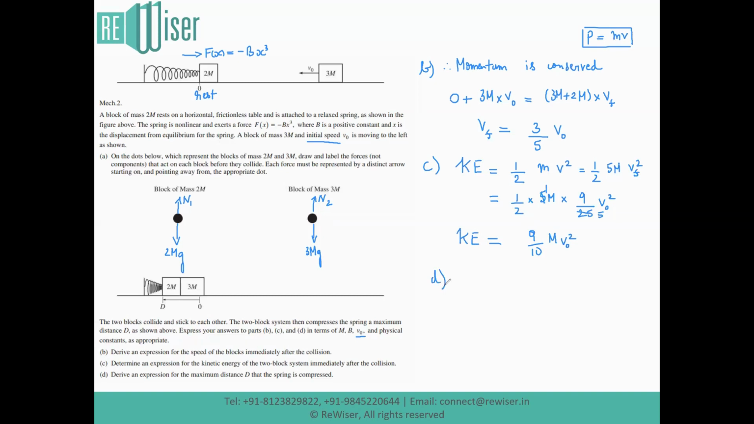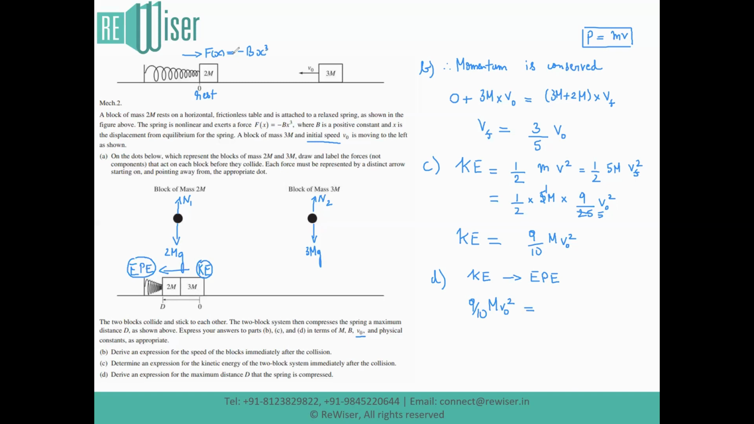Moving on to part D, derive an expression for the maximum distance d the spring is compressed. As the bodies stick together after collision and they compress the spring, we know the kinetic energy of the two bodies is what helps compress the spring and in turn store the energy as elastic potential energy. In other words, conservation of energy tells us that the kinetic energy of the system of bodies is converted to the elastic potential energy of the spring. And we know that there is no loss of energy because there is no mention of friction or any other resistive forces present in this scenario. So kinetic energy is 9 over 10 m v naught squared. This is equated to elastic potential energy.